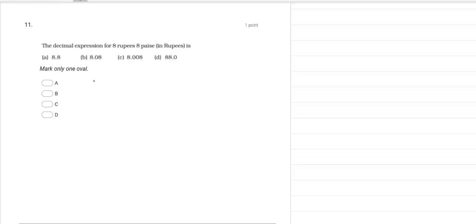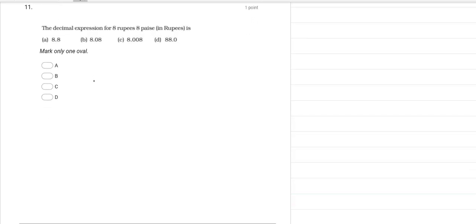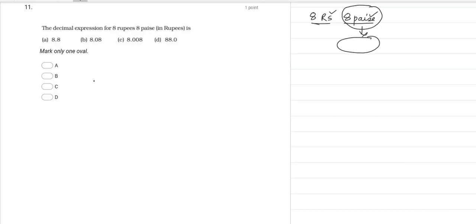Okay. Question number 11. The decimal expression for 8 rupees 8 paisa. So we have 8 rupees 8 paisa. We all know we can't add them right now. We can't say it is 16 rupees. Why? Because 8 is having unit paisa. Here the unit is rupees. We can't add them right now. So we have to convert somehow this 8 paisa into rupees. As soon as we convert this 8 paisa into rupees, we can add both these easily and get the answer.